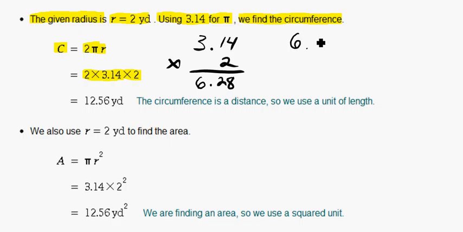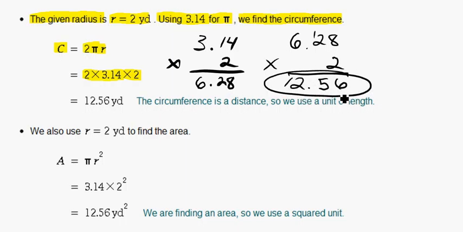Then we take 6.28 times the other 2. 2 times 8 is 16. 2 times 2 is 4, plus 1 is 5. Bring down our decimal. And 2 times 6 is 12. So we get 12.56 for our circumference. So the circumference is a distance, so we use a unit of length. And we were using yards. So the circumference, or C, is 12.56 yards.